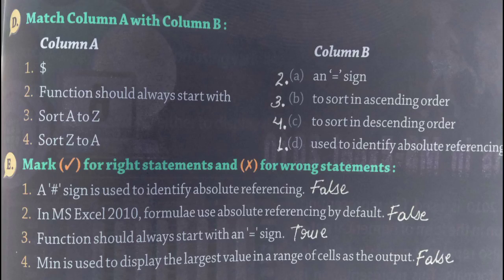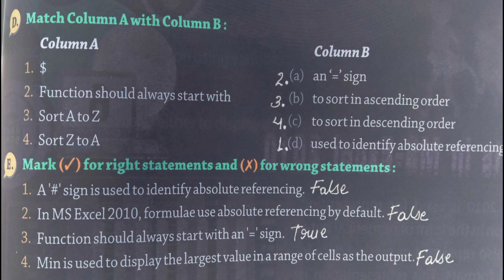Question number D, match the following columns A with column B. First one, dollar sign will get matched to the D1, used to identify absolute referencing. Second one, function should always start with an equal sign. Third one, Sort A to Z, to sort in an ascending order. B1. Sort Z to A, that is to sort in descending order, means from big to small.